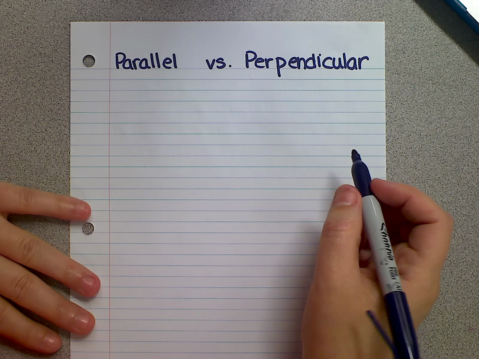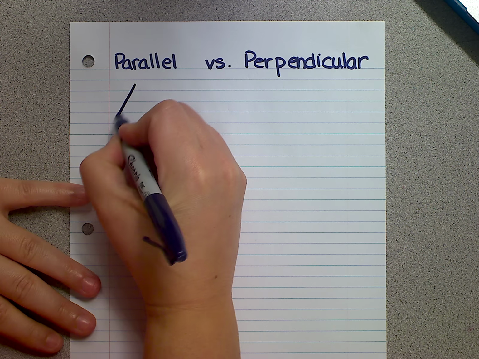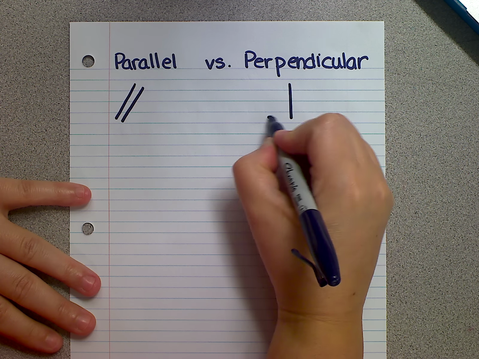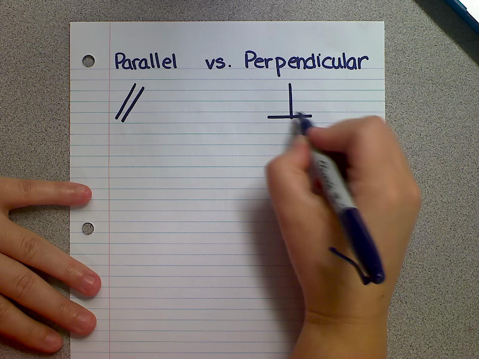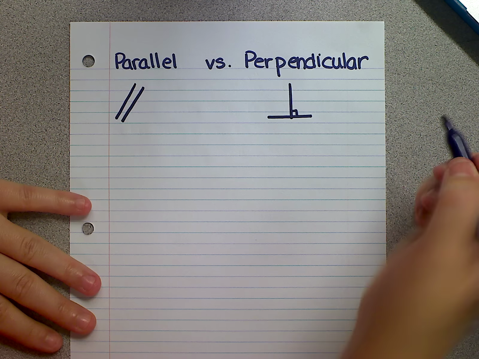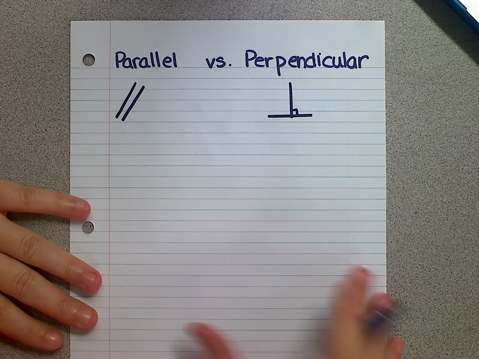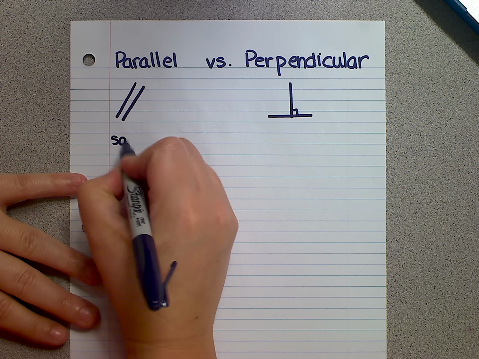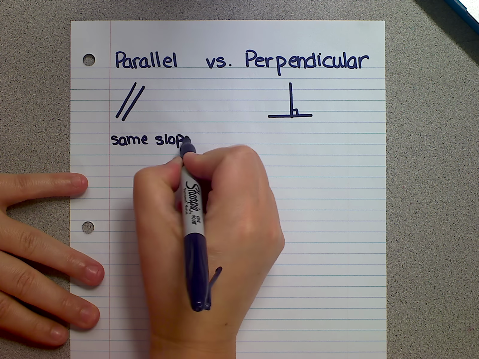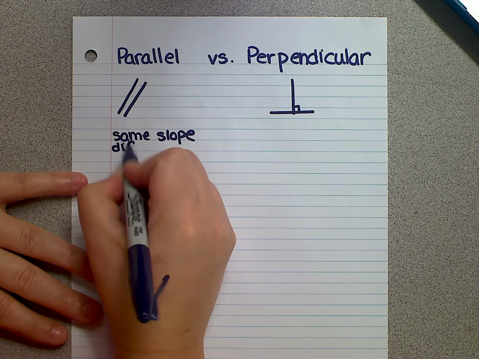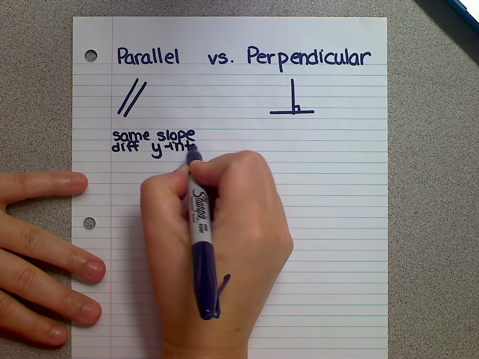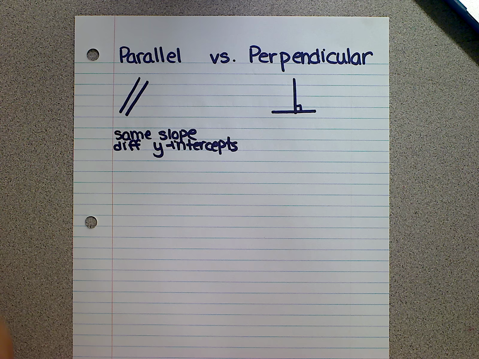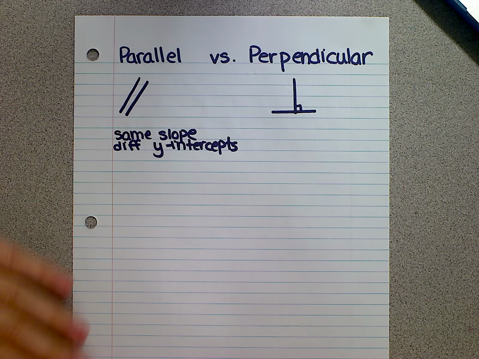Parallel versus perpendicular lines. We know that parallel lines are two lines that never intersect. We know that perpendicular lines are two lines that not only intersect, but they intersect in a very specific way. They make right angles. If we are looking at the equations of two lines and we want the two lines to be parallel, then they must have the same slope. They also must have different y-intercepts. Now, if you look on the board, in blue, it says that parallel lines have same slope but different y-intercepts.